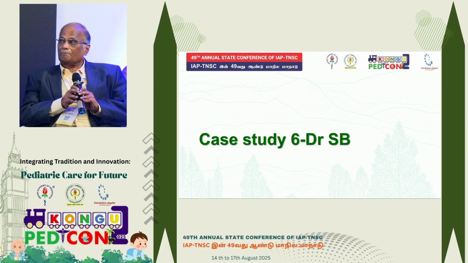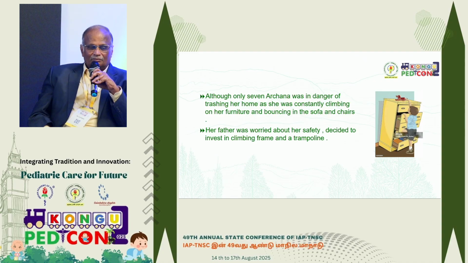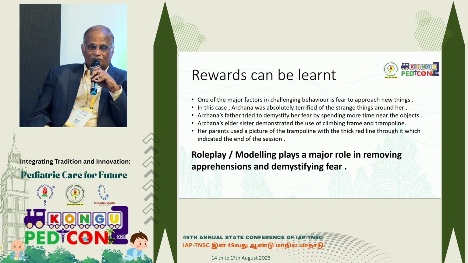Now this is Archana, who was always in the danger of trashing her home. She was constantly climbing on furniture, bouncing on chairs and sofa. Her father was always worried. He thought, let me buy a climbing frame and a trampoline and see whether she is behaving herself. So is that a good way of tackling the situation?